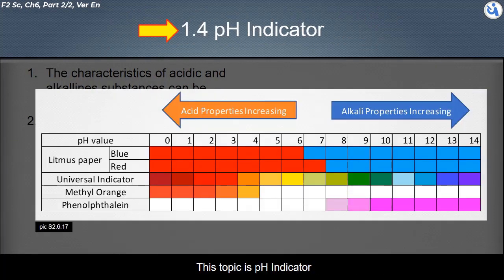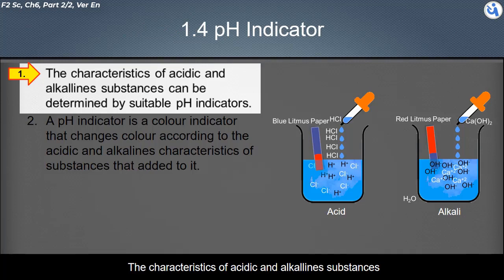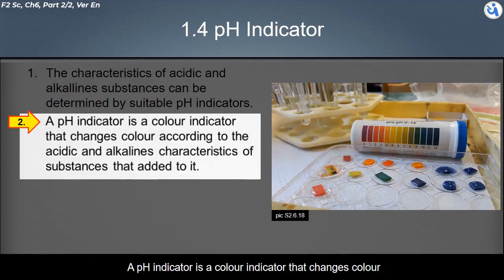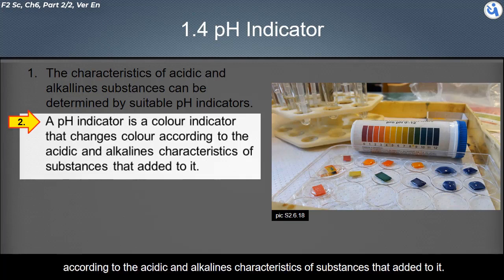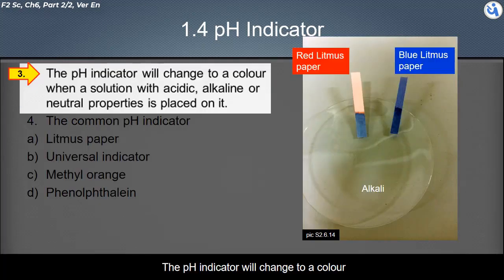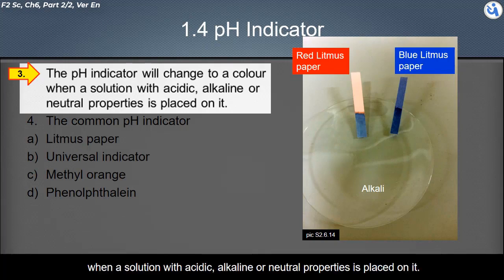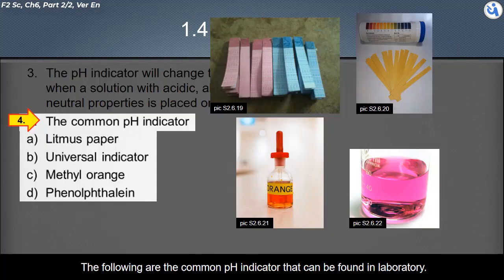This topic is pH indicator. The characteristics of acidic and alkaline substances can be determined by suitable pH indicators. A pH indicator is a color indicator that changes color according to the acidic and alkaline characteristics of substances added to it. The pH indicator will change to a color when a substance with acidic, alkaline, or neutral properties is placed on it. The following are the common pH indicators that can be found in the laboratory.